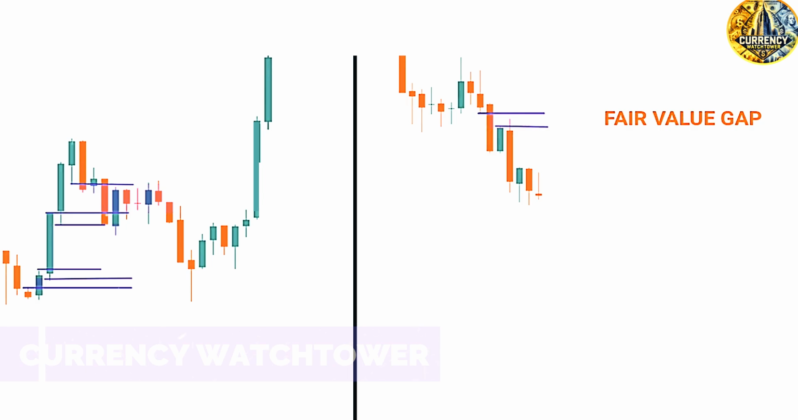So now we have to mark the low of this candle. After that, the second candle has nothing to do and the high of this third candle has to be marked. Now you can see that a fair value gap is formed here. So we have found a fair value gap.